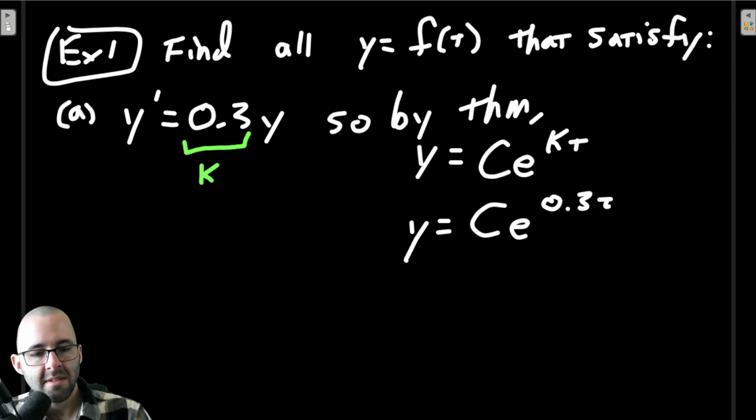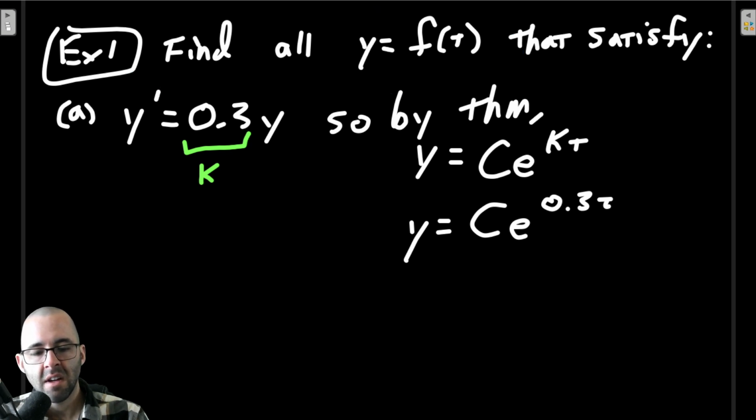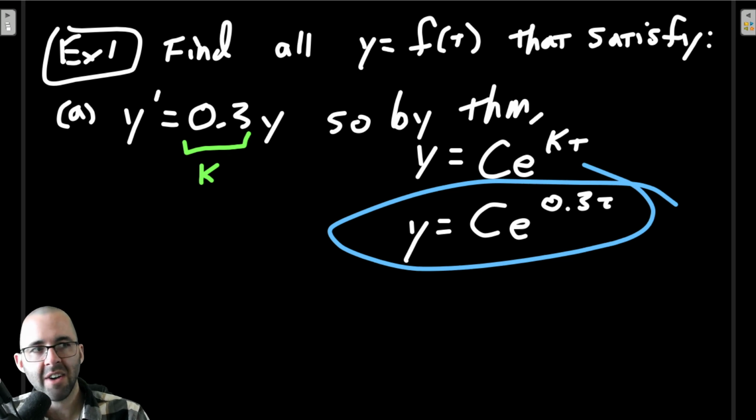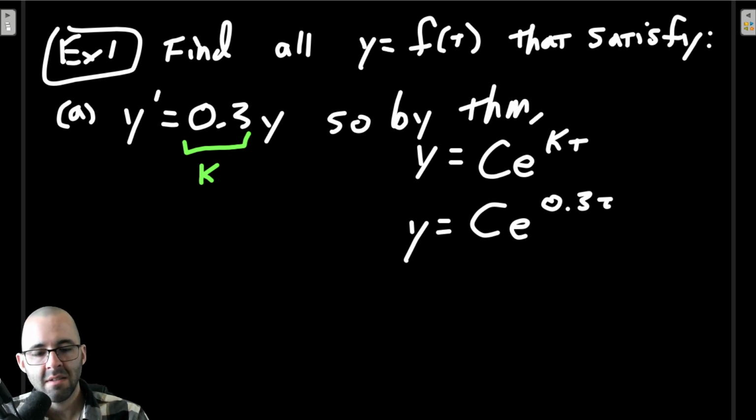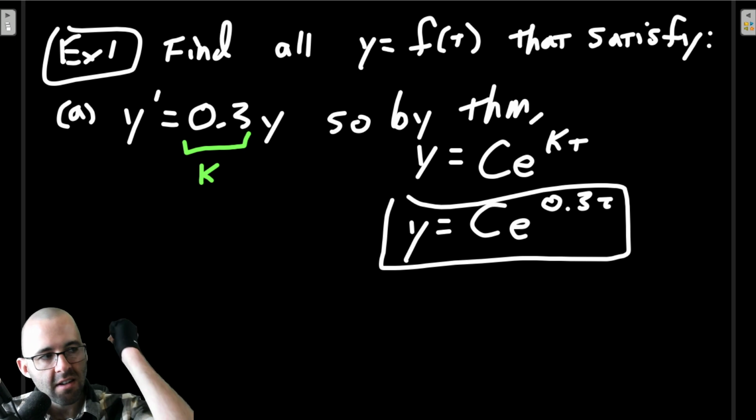We don't know what the constant is. It could be anything. It could be 2, 5, 7, 12. We don't know. But remember, we're being asked to find all y that satisfy this. So yeah, one of these answers has a c value of 1, maybe has a c value of 2, 3, 4, pi, e, 27, negative 1. So that's a lot of answers. We're done. Just like that.